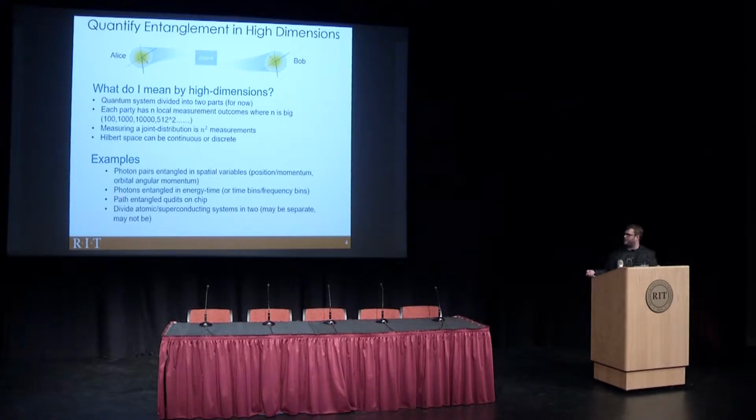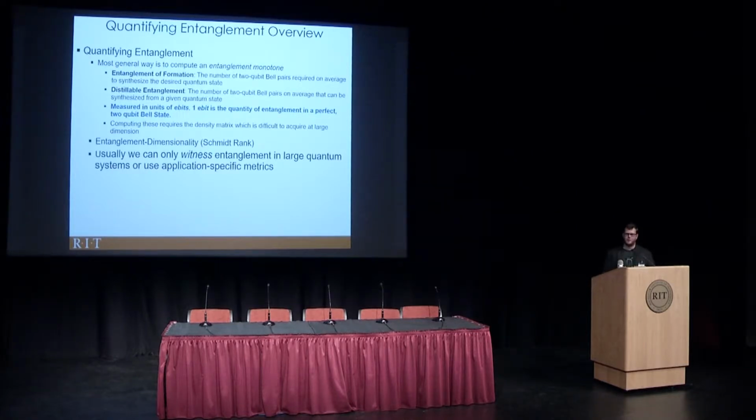So here are some examples. Photon pairs entangled in spatial variables. Many of you probably know energy-time, or time bins and frequency bins we just heard about. Path entanglement. Or maybe you even have an atomic system that you divide and partition into two parts to reason about it. Or you could have two separate atomic systems, trapped ions over here, trapped ions over here, fibers or something connecting them.